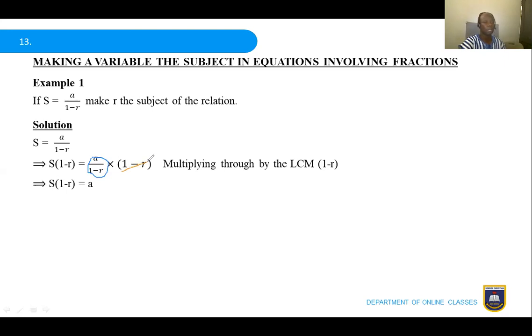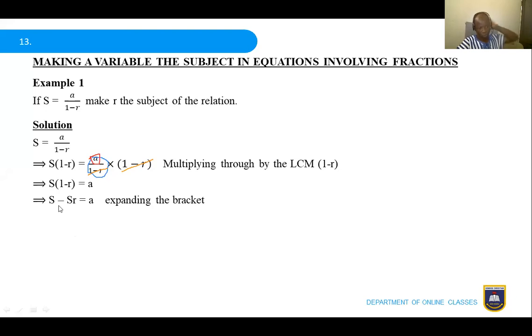The whole of 1 minus R is going to cancel the whole of 1 minus R here. So it means that you are now left with S multiplying 1 minus R equal to, now over here you are left with only A. Only A is at the top here. That is this A. This A is left. So we have this A times the 1. You know, this is 1. So that will still give you the A, and that will give you S times 1 minus R equal to A.